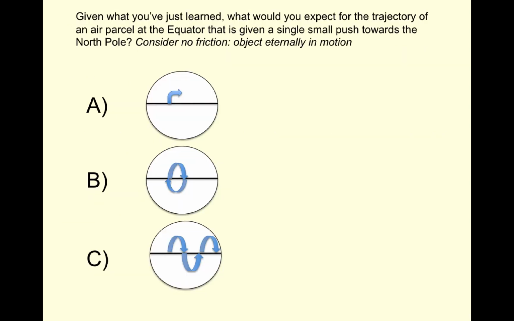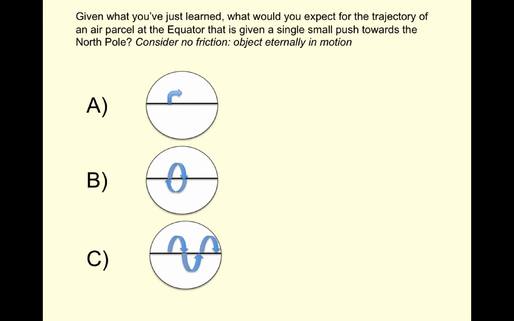Given what we've just learned, what would we expect for the trajectory of an air parcel at the equator if we give it a single small push towards the North Pole? In other words, we're going to force it to move to the north, but then not put any additional force on it, but it's going to be on a rotating planet. Would it be A, B, or C?